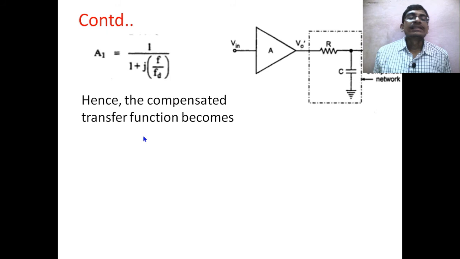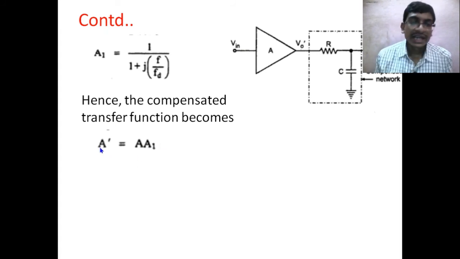Hence, the compensated transfer function becomes A dash equal to A into A1, where A dash is the gain after compensation. So here we have two transfer functions. A is the gain of the amplifier, A1 is the gain of the compensation network.